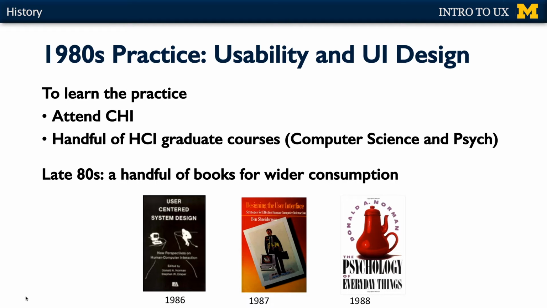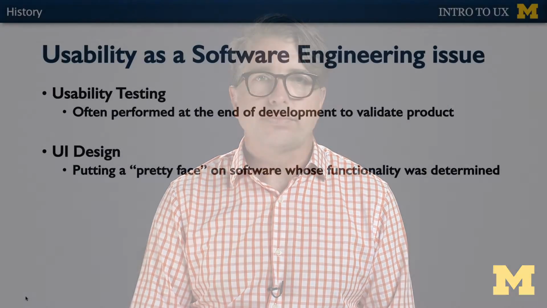And in 1988, Don Norman published The Psychology of Everyday Things, later republished under the name The Design of Everyday Things, which was a very influential book that reached beyond the community of HCI, that introduced a lot of these ideas to a wider public and became very important in promoting this field outside of its smaller origins.